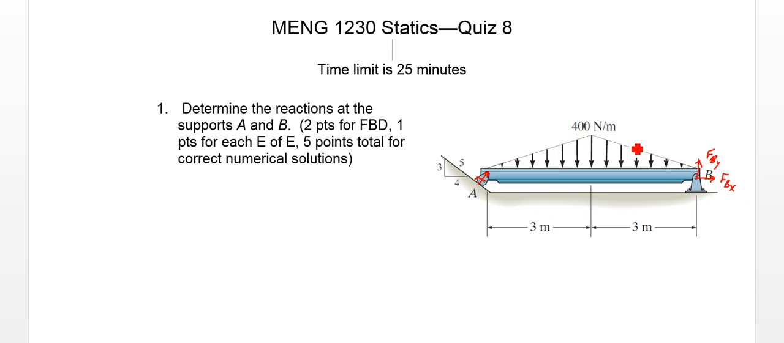We also have a distributed load here in the middle. That's our only loading, and this side on the left, where A is, is a 3-4-5 triangle providing that incline here. So there we have that 3-4-5 triangle.